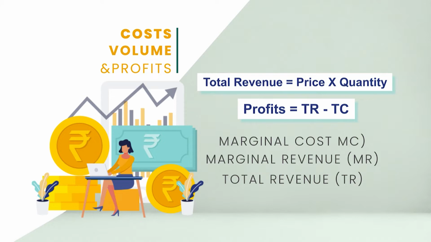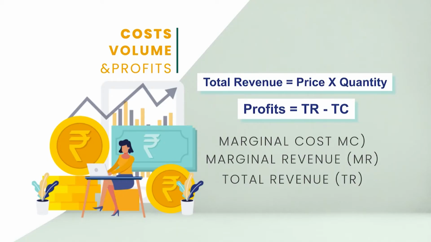And if you multiply your price with the total quantity that you sell, quantity multiplied by price is your TR, total revenue. So let us understand both the revenue as well as costs. Why am I talking about revenues also simultaneously? Because if you have only costs and no revenue, you are not in business.